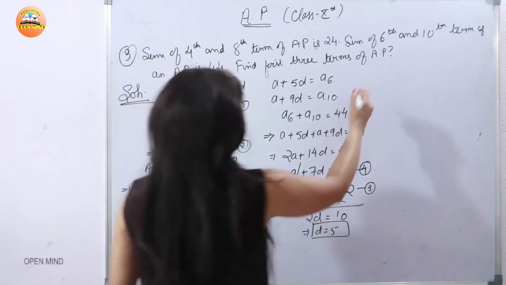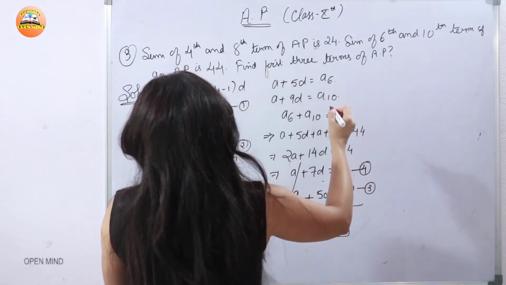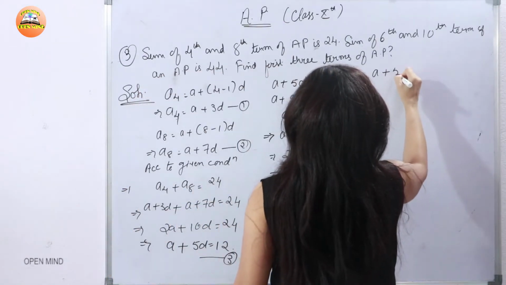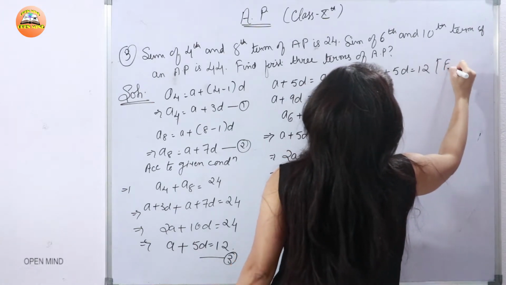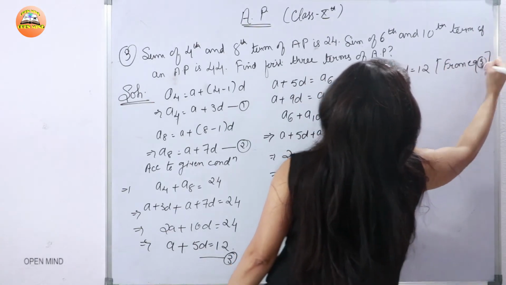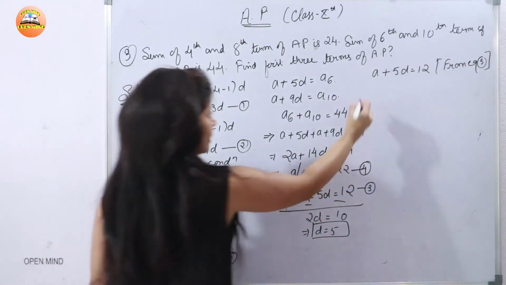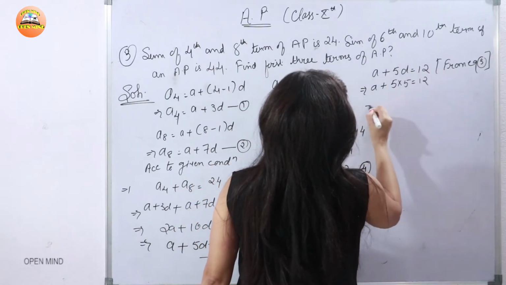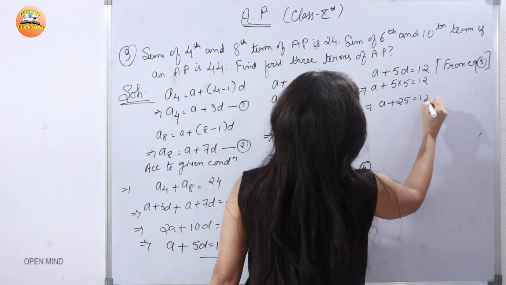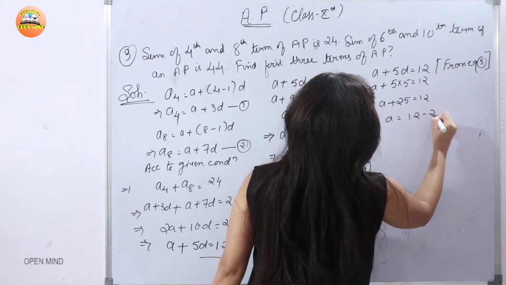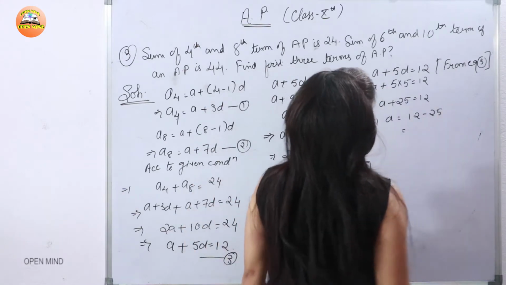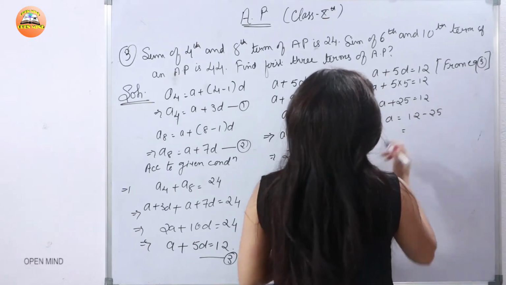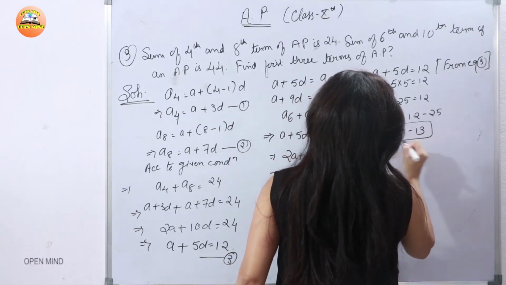Now we find out the value of a. We can substitute in any of the equations. We will substitute in equation number 3. a plus 5d is equal to 12. We are given a plus 5d is equal to 12, which implies a plus 5 into 5 is equal to 12. This implies a plus 25 is equal to 12. So a will be equal to what? 12 minus 25. So that is minus 13. So we get the value of a to be minus 13.